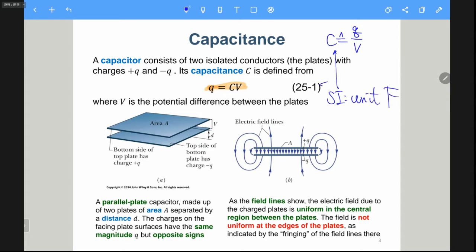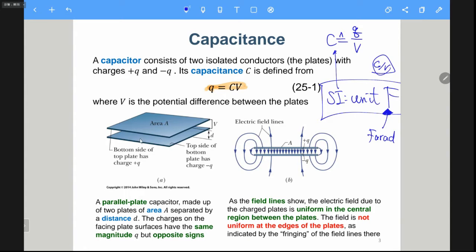The SI unit is the Farad. Actually, it is named after Faraday. You learn Faraday's law in chapter 30. So F. So don't try to write it as something like C over V, something like that. Although it is correct, Farad is the general SI unit we use for capacitance rather than using C over V.